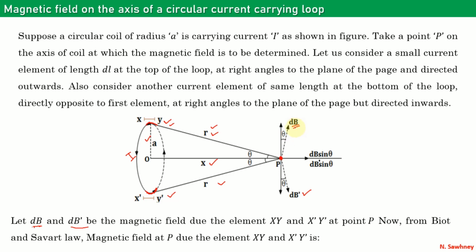Both the magnetic field directions are aligned at an angle theta with the vertical. So they can be resolved into two components, dB sin theta and dB cos theta. In this case also, dB' sin theta and dB' cos theta. If we look carefully, these cos theta components are equal and opposite, so they will cancel each other. For that, we have to first find the magnitude of dB and dB' by Biot-Savart law. Let us do it.